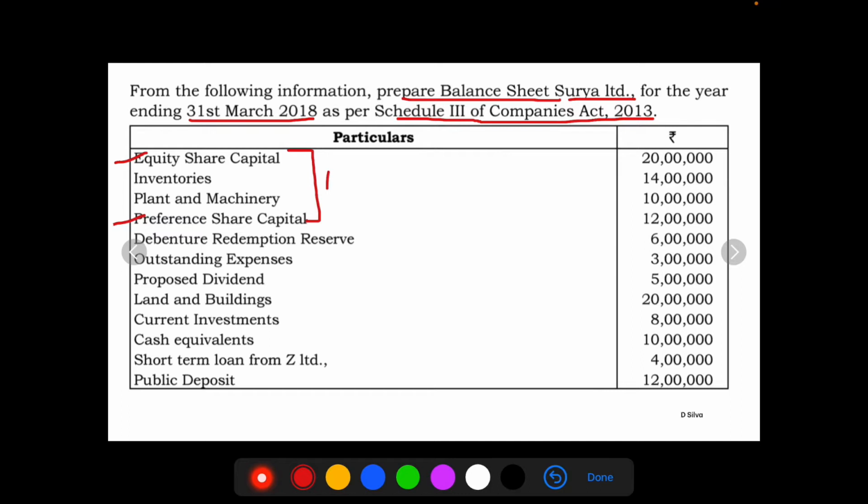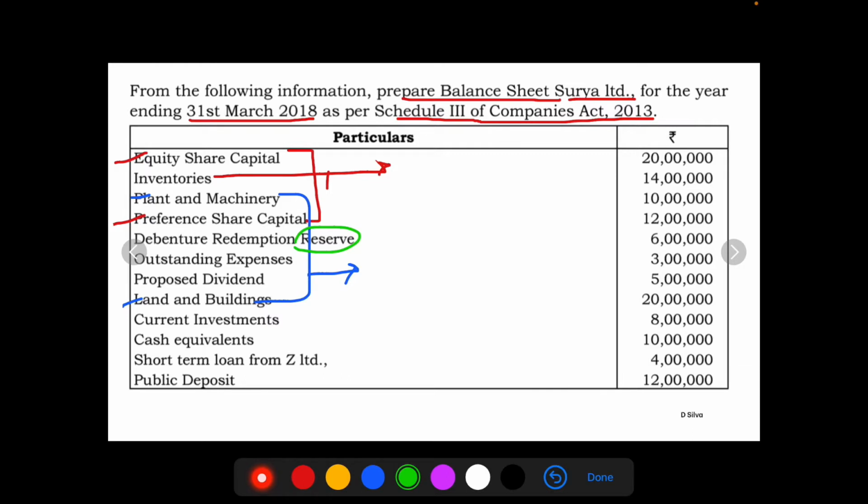Inventories, well, inventories are considered as current assets. So therefore, under current assets, we need to show inventories. Followed by plant and machinery. So plant and machinery, land and building. These two items form fixed assets of the business. So under fixed assets, we have tangible assets. There we will show this as our tangible assets by preparing note to accounts. Debenture redemption reserve. See, the clue is in the question itself. Reserve. So that means it has to be under reserves and surplus, again for which we will prepare note to accounts.